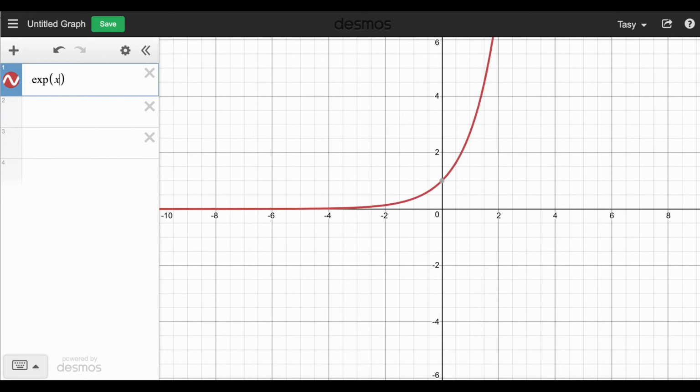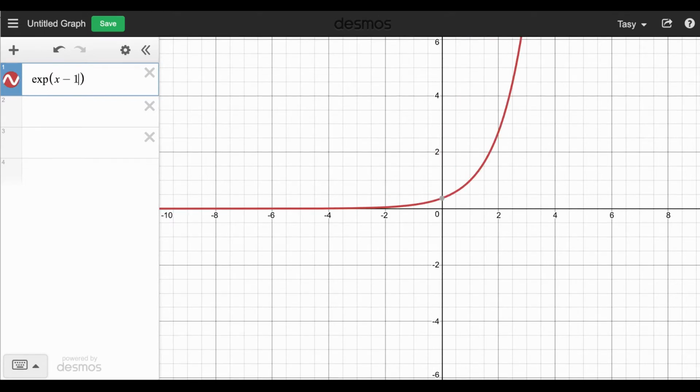If instead of e to the x, I have e to the x plus 1, again, we notice how our graph has shifted. Or if I have minus 1, again, I notice how my graph has shifted to the left or the right accordingly.